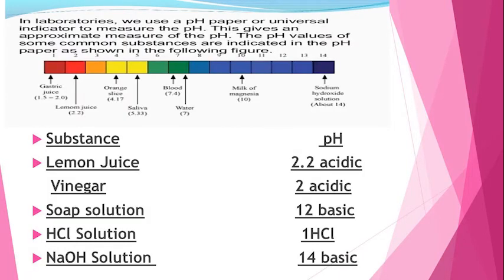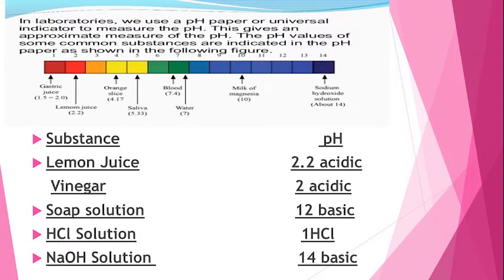Here you see a chart which indicates the color of different pH. Scientists use different methods to measure pH of a solution. pH paper or universal indicator paper is used to measure pH of a solution. For this purpose, pH paper is dipped in the solution. The color that develops on the pH paper is compared to the color corresponding to a known pH on the chart, as you see in the given chart.